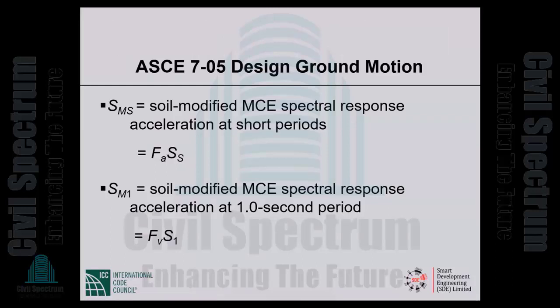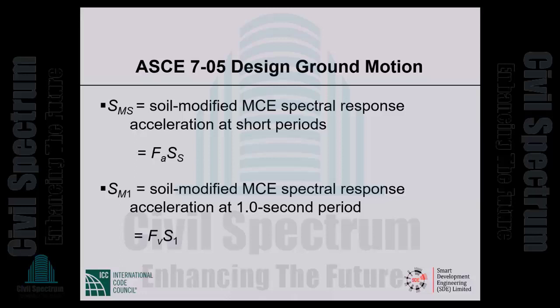Now, we have S sub S, S sub 1, which we have at the beginning of seismic design. We just talked about F sub A and F sub B. We multiply S sub S by F sub A, obtaining S sub MS, the soil modified short period ground motion parameter, which corresponds to the maximum considered earthquake.